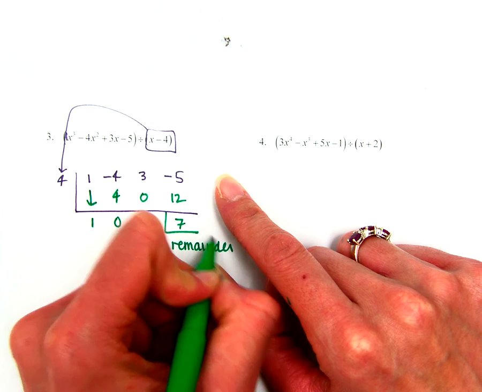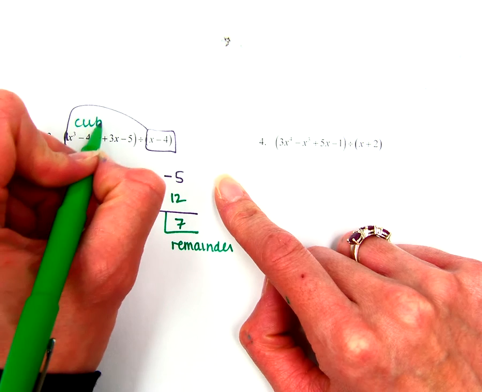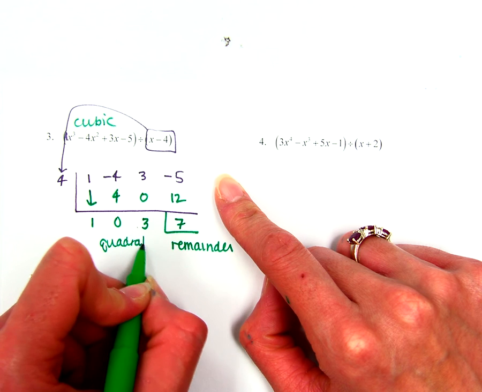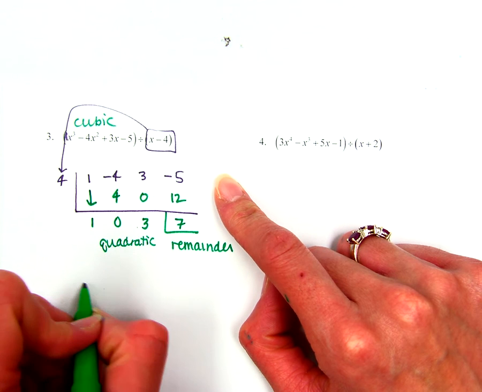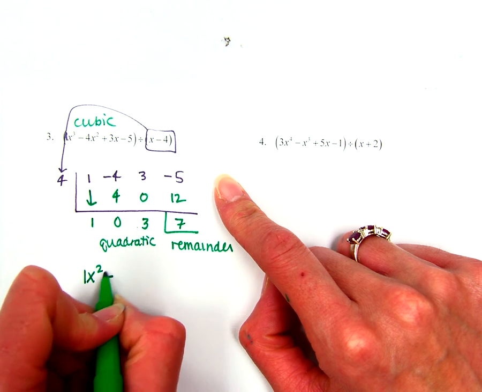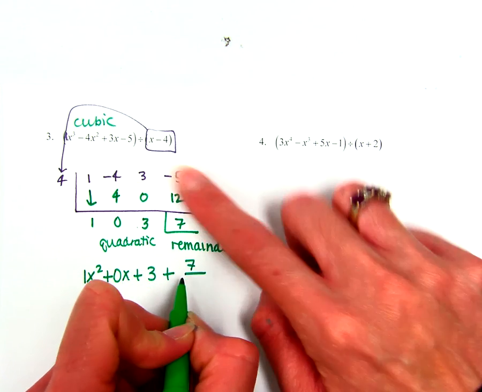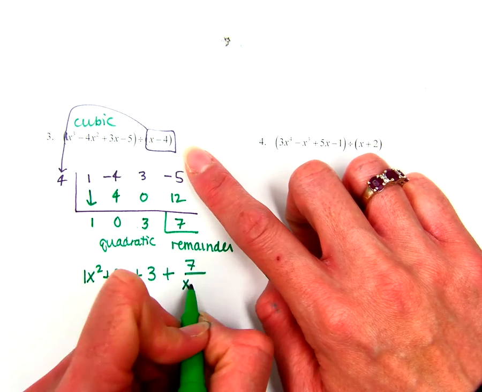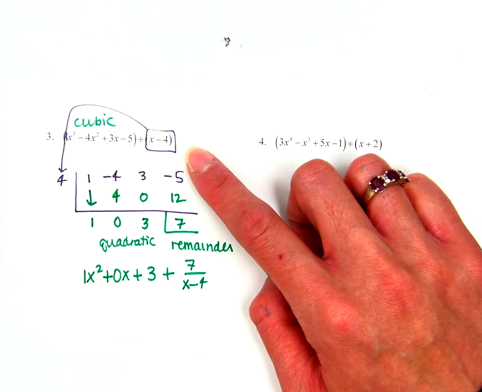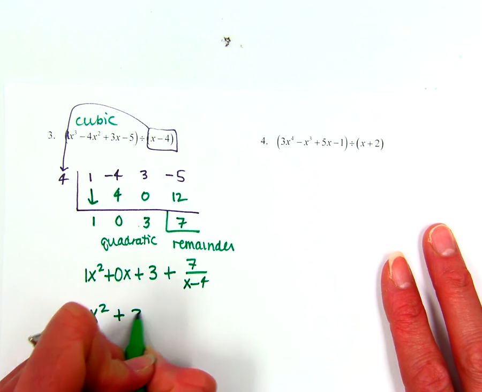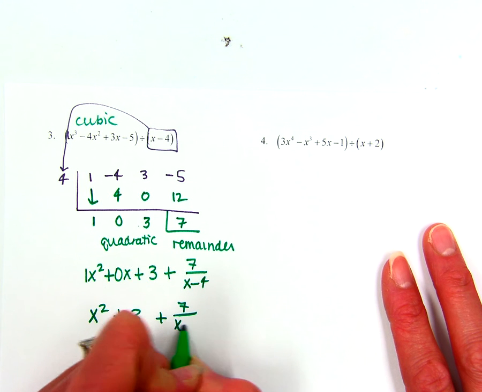So now, my original problem, this was a cubic, right? This should now be a quadratic. So if this was x cubed, this is now 1x squared plus 0x plus 3, and then my remainder goes over my divisor, not just 4, but x minus 4. All right, now you obviously don't need the 0x, so it's x squared plus 3 plus 7 over x minus 4.